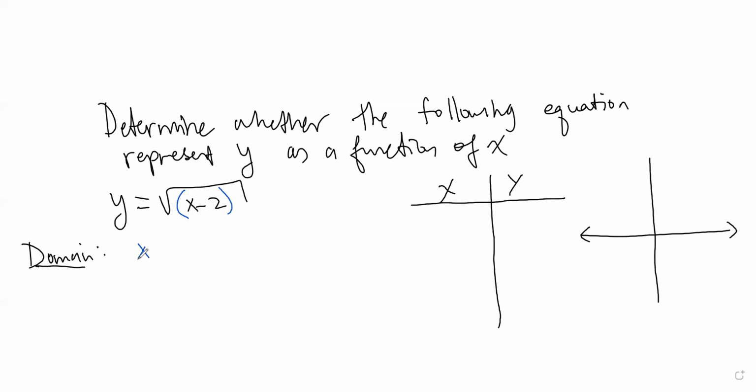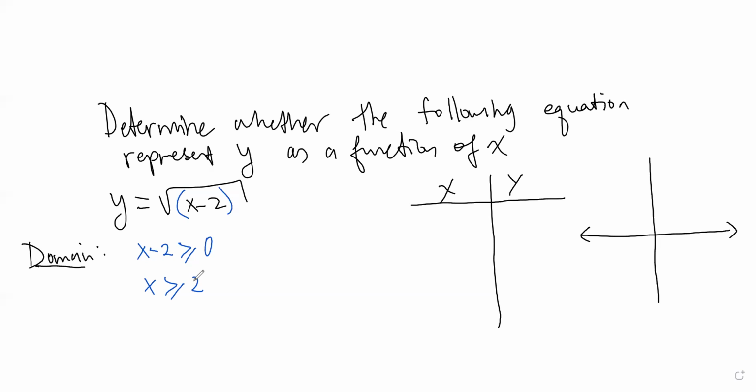So inside is x minus 2. So x minus 2 must be greater than or equal to 0. Then once I solve this for x by adding 2 to both sides, x will be greater than or equal to 2. So the restriction that I'm requiring for the x value is all numbers bigger than or equal to 2, right? So that's going to be the domain.